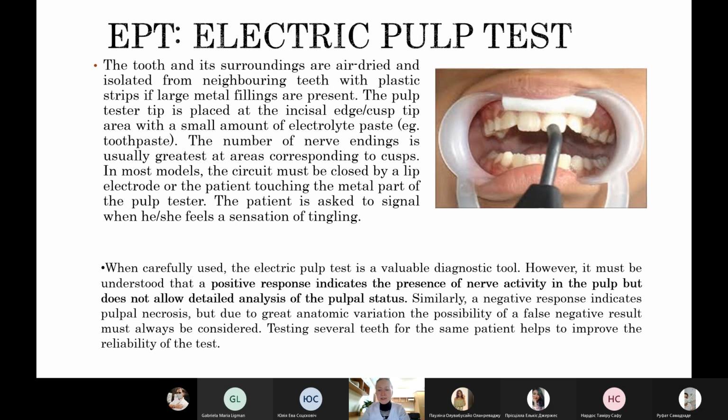When carefully used, the electric pulp test is a valuable diagnostic tool. However, it must be understood that a positive response indicates the presence of nerve activity in the pulp, but does not allow detailed analysis of the pulpal status. It is important to memorize. Similarly, a negative response indicates pulpal necrosis, but due to great anatomic variation, the possibility of a false negative result must always be considered. Repeating tests on the same patient helps to improve the reliability of the test.